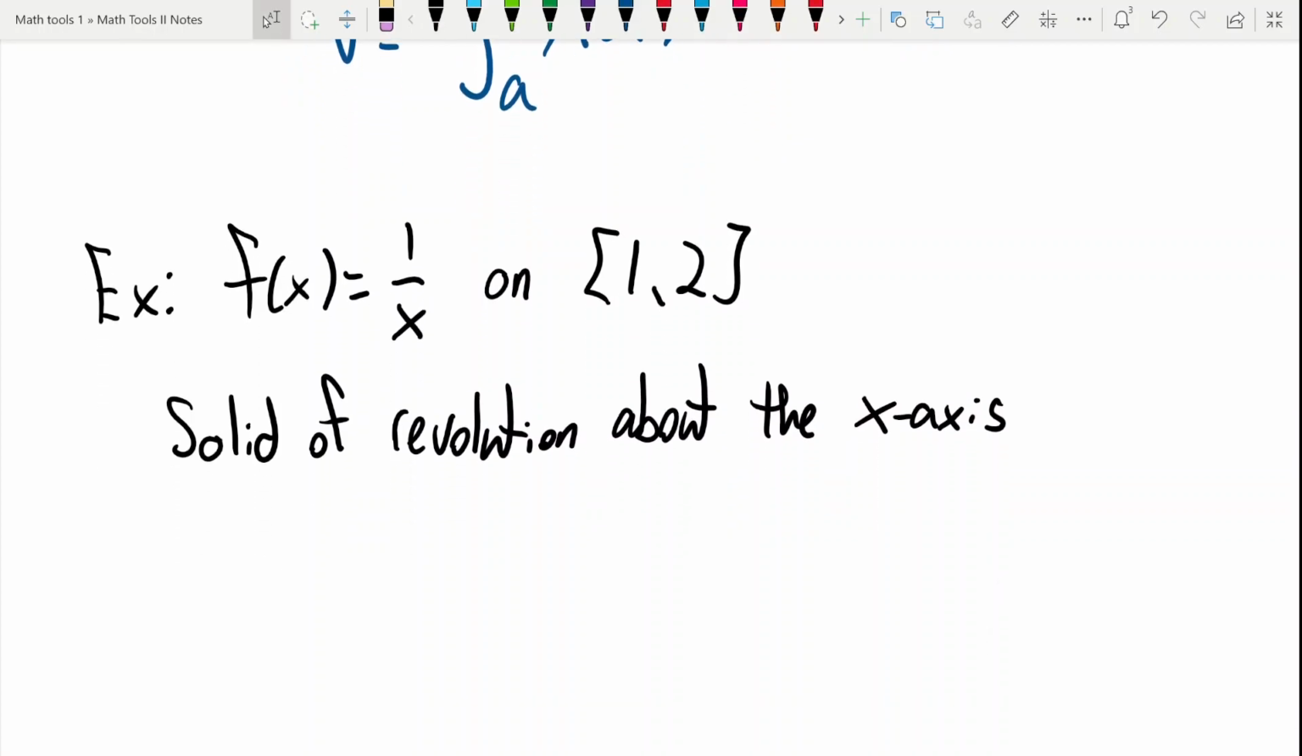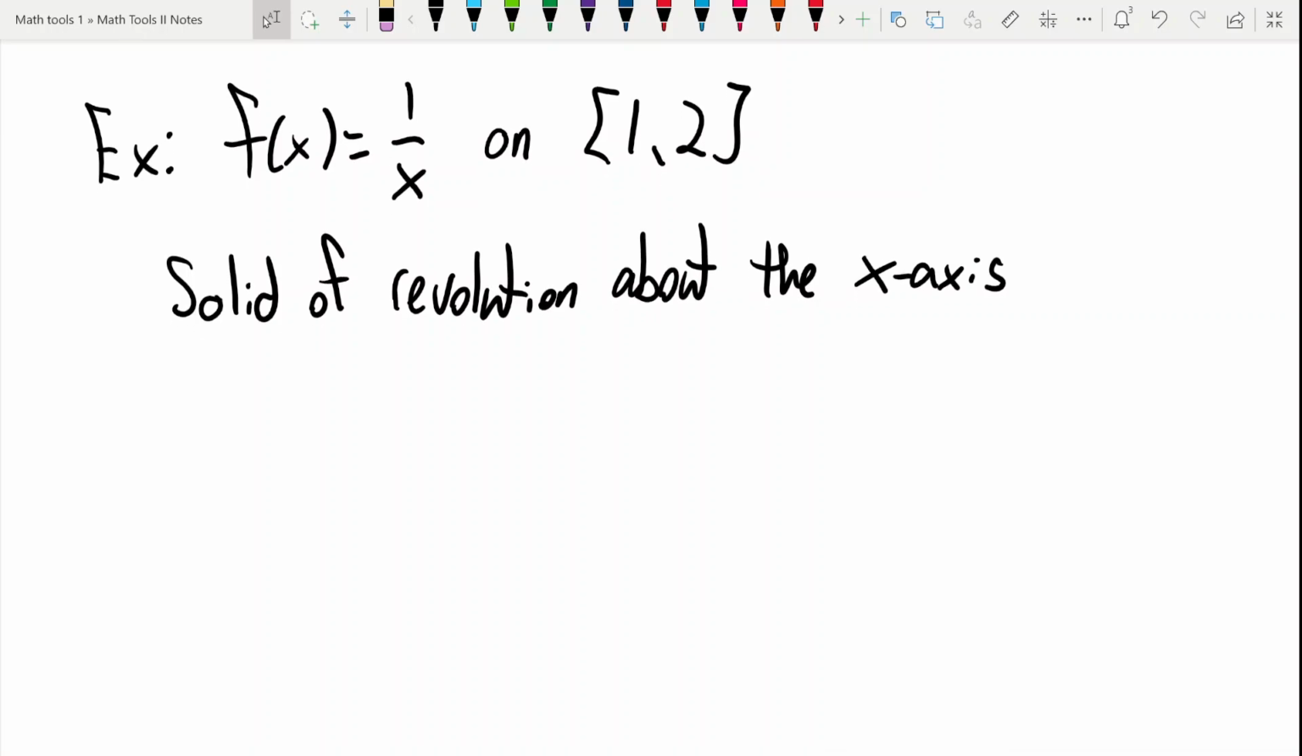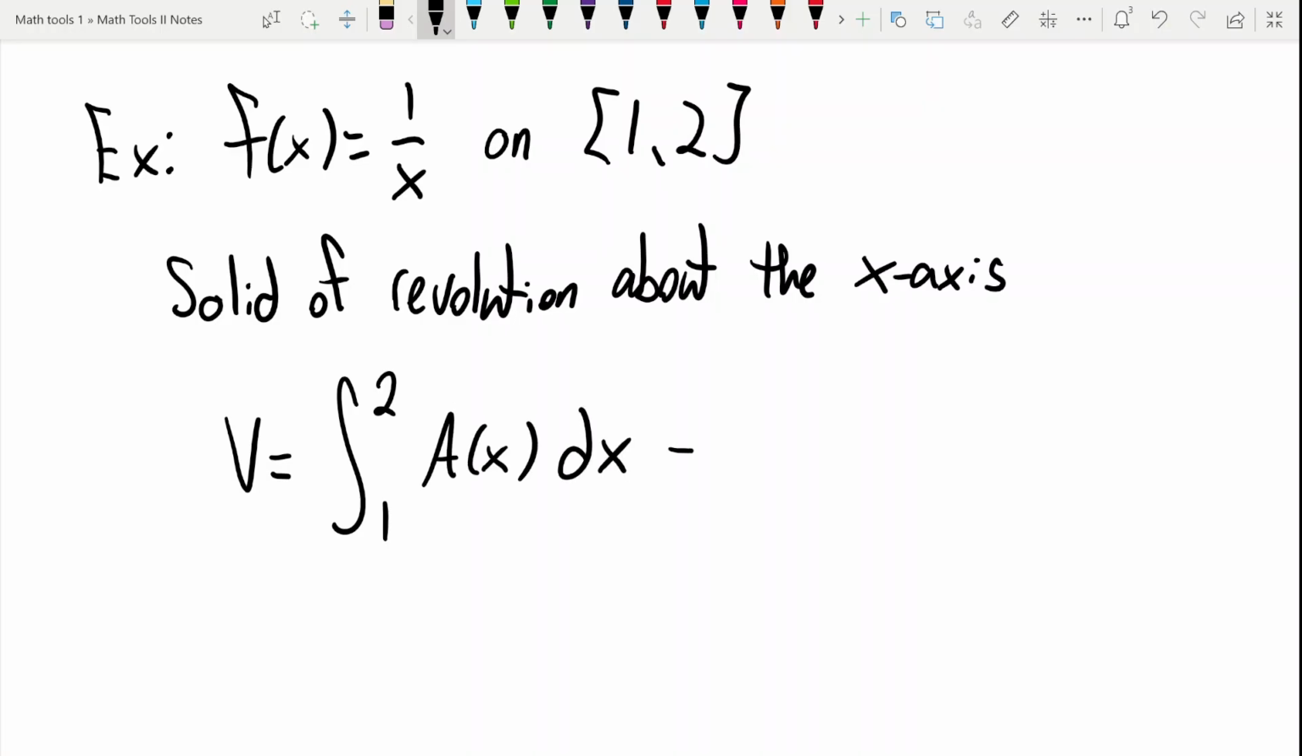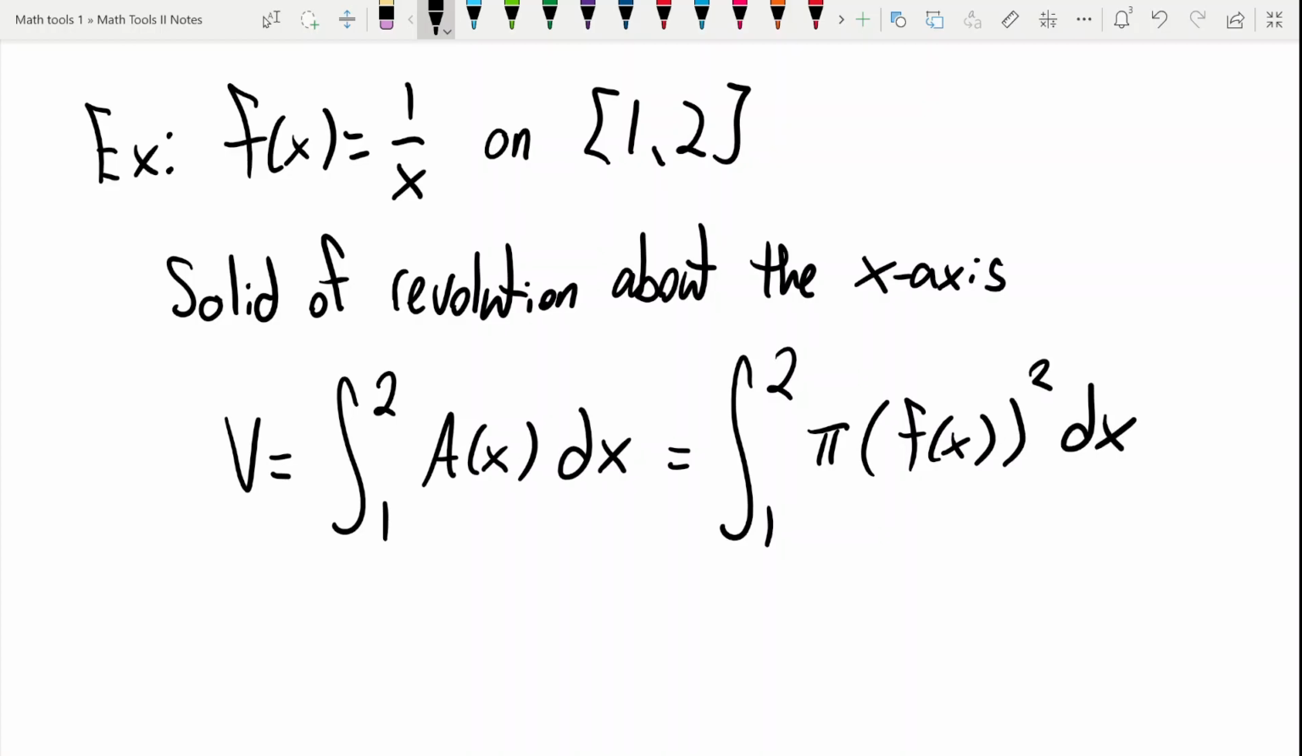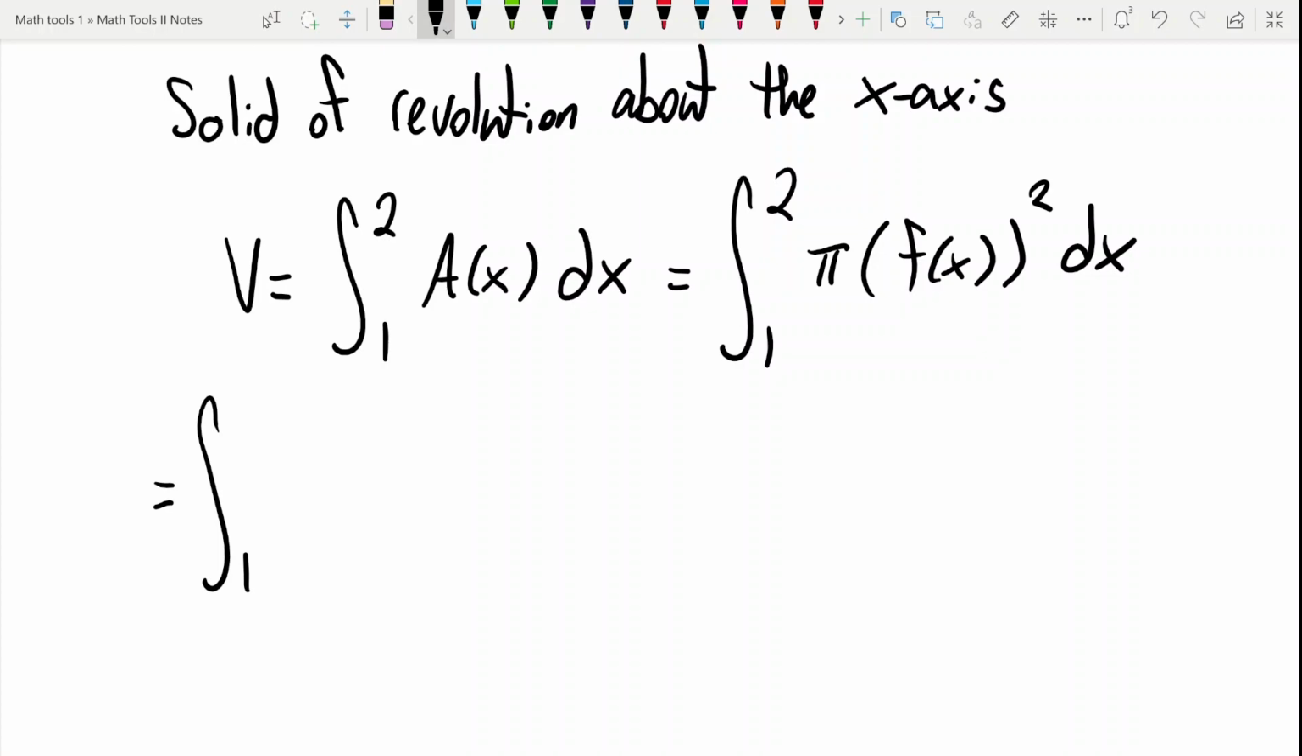If you're doing it around the y-axis, it might be helpful to do it in terms of y instead of x, like when we found the areas in terms of y. But regardless, the idea is the same. So here we want to find the area in terms of x. It's all going to follow the same general formula, where you have pi times f of x squared. Here f of x is 1 over x. You can always take the pi out. So this is going to be 1 over x squared, because we're squaring it, dx.